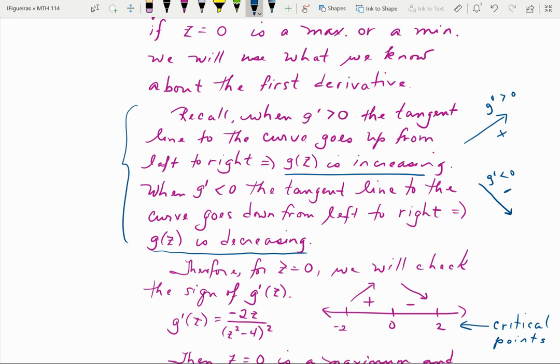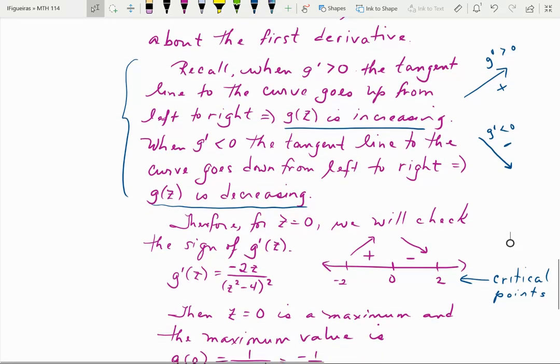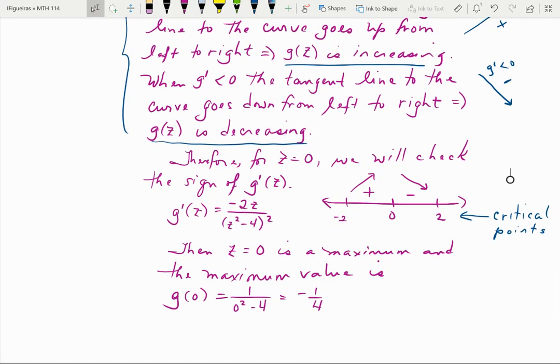So I need to check what's happening to the left and right of 0. And so we use something called a test point. And a test point means that you can pick any value to the left of 0 between negative 2 and 0 to see what the behavior of g prime is. So I'm going to use test point negative 1. So g prime of negative 1.